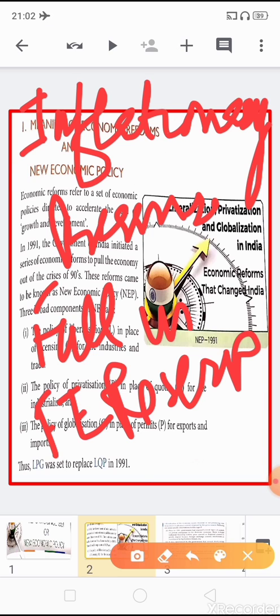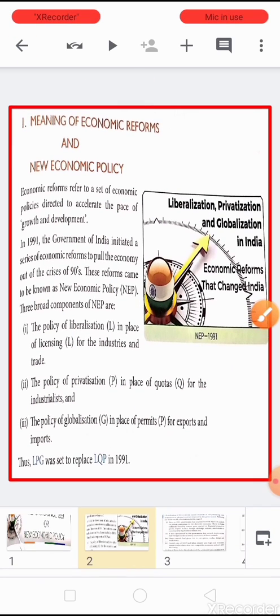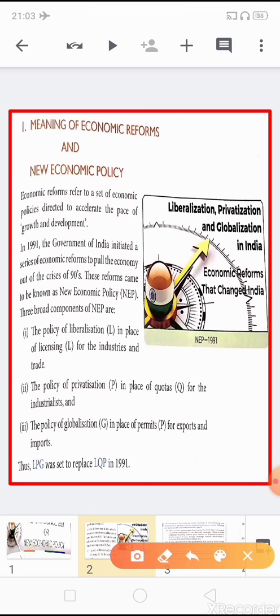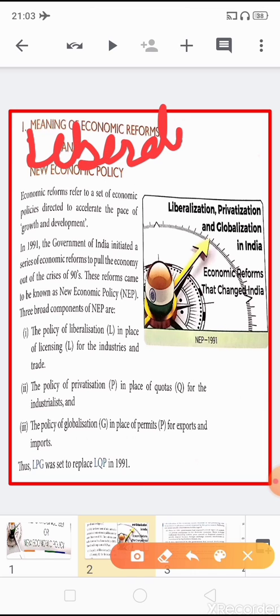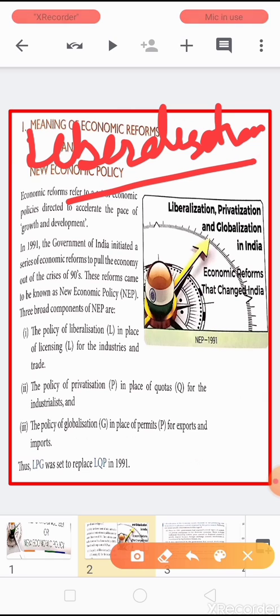Children, as we all know, economic reforms refer to a set of economic policies directed to accelerate the pace of growth and development. Therefore, in the year 1991, the Government of India initiated a series of economic reforms to pull the economy out of the crisis of the 1990s. So these reforms came to be known as the new economic policies, and the broad components of new economic policies are, first, liberalization. The policy of liberalization is taken in place of licensing for the industries and trade.